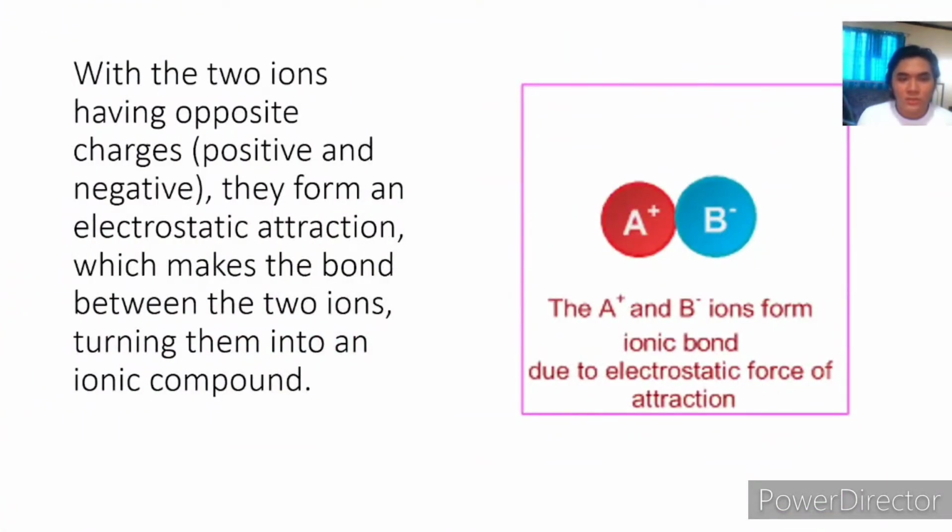With the two ions having opposite charges, positive and negative, they form an electrostatic attraction which makes the bond between the two ions, turning them into an ionic compound.